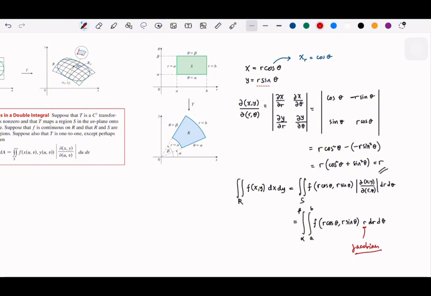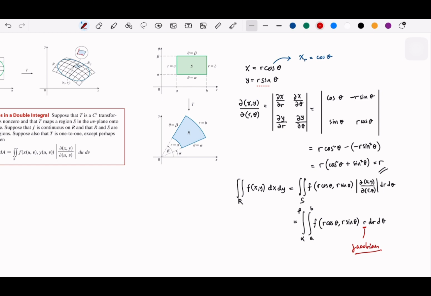Any questions? So that is the Jacobian. So remember how we should transform: first we need to find the relations for x, y with the other variables that we want to transform to.